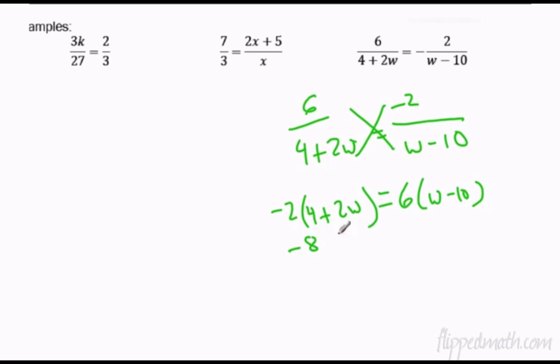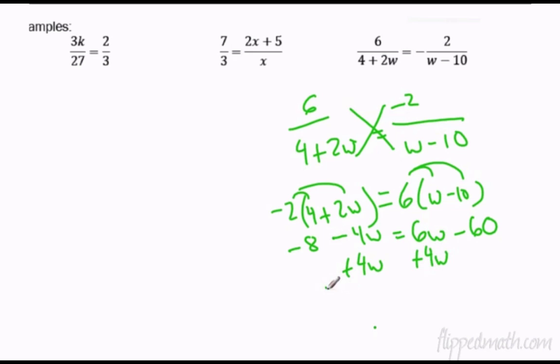So we'll get negative 8 minus 4w. Oh, 4w. Mr. Kelly, learn your y's and your w's. Equals 6w minus 60 when you go to both. All right, now what? We got variables on both sides. Smaller one is the negative 4. That's smaller than 6. So add 4w, that's the opposite, to both sides.